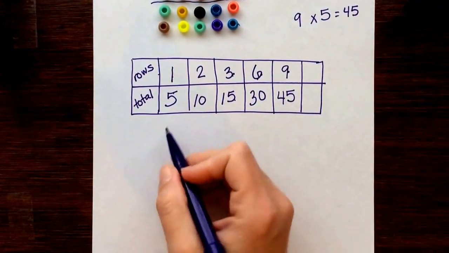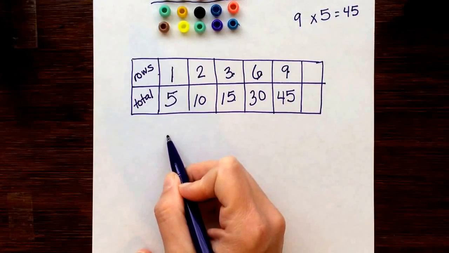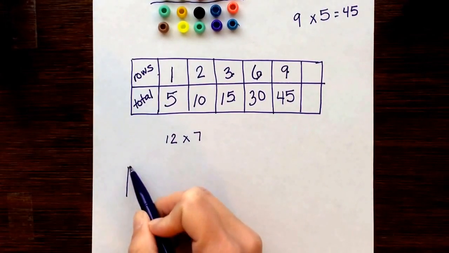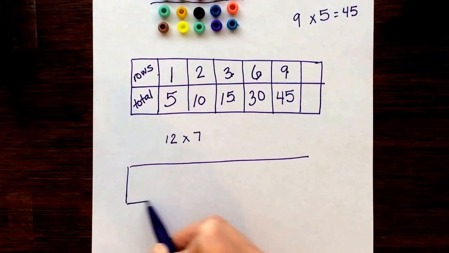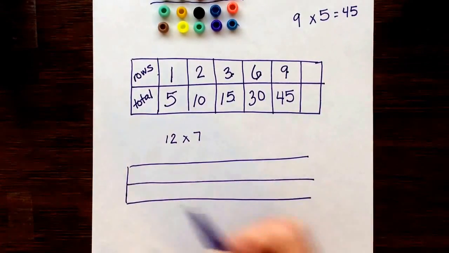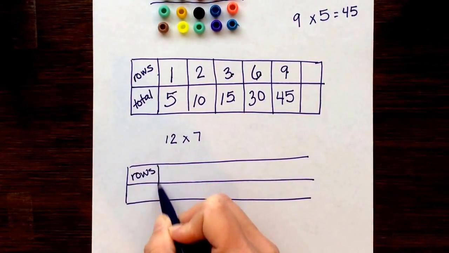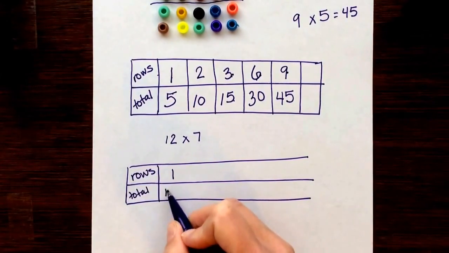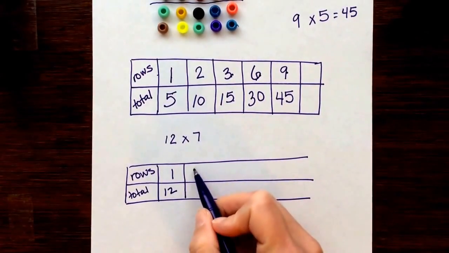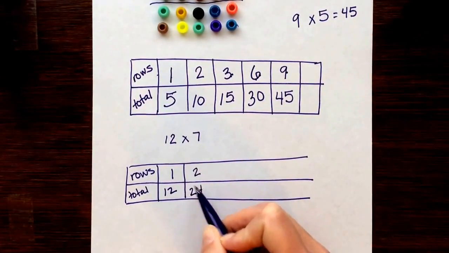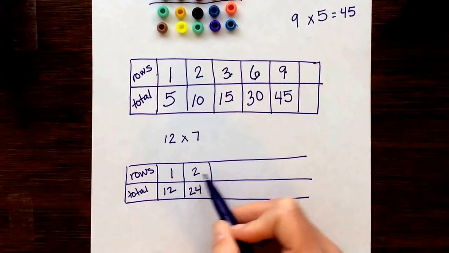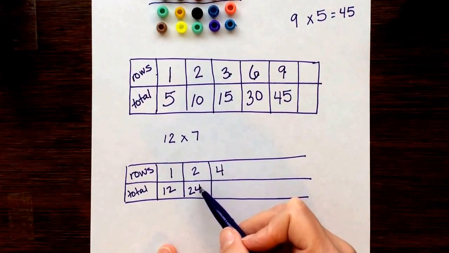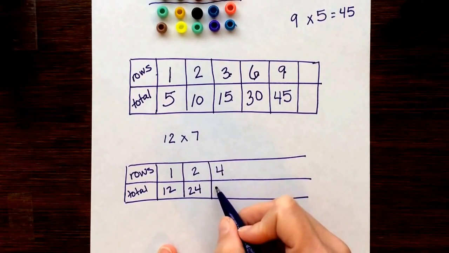So another example is if I wanted to know 12 times 7. So in one of my rows, I know if I have one row, I have 12 things. So if I have 2 rows, I have 24 things, or that I double that. If I double 2, I get 4. So 4 is double the 2, double the 24 is 48.